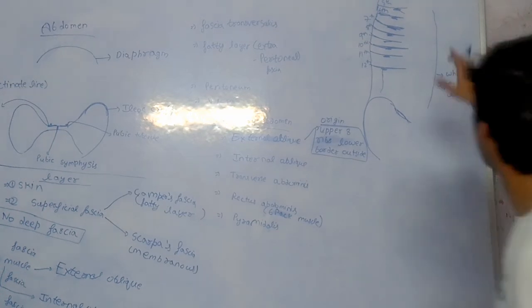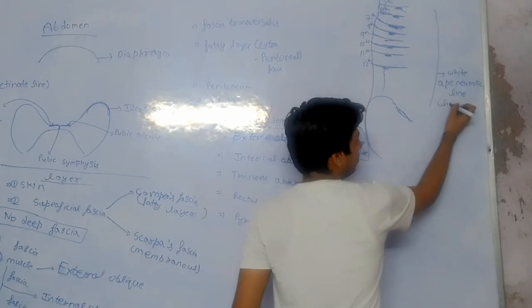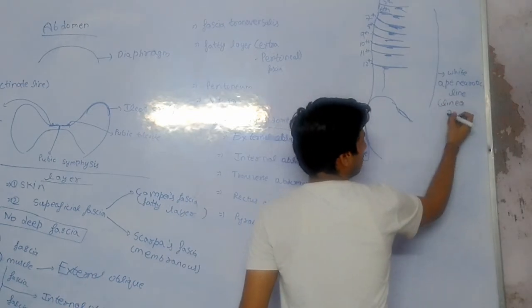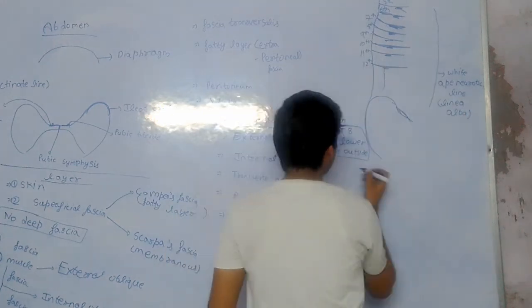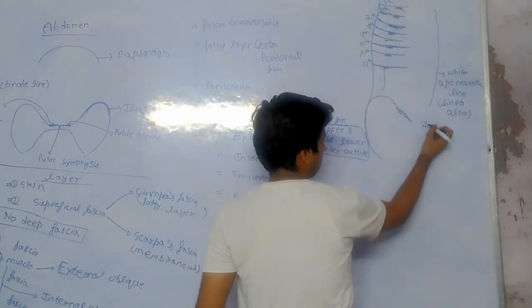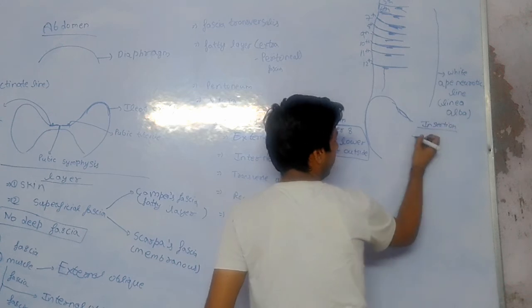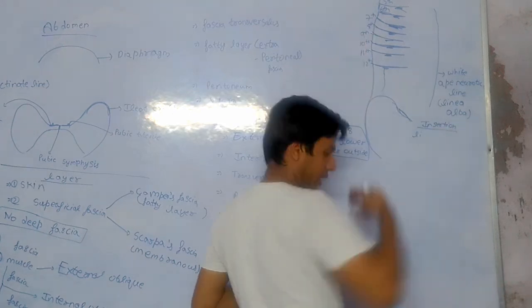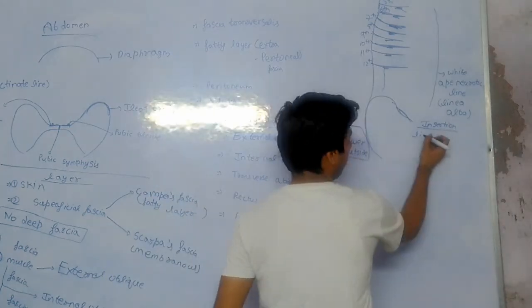This is the white aponeurotic line called linea alba. Done. So, insertion: first in linea alba, then go in front, come in front and center linea alba.